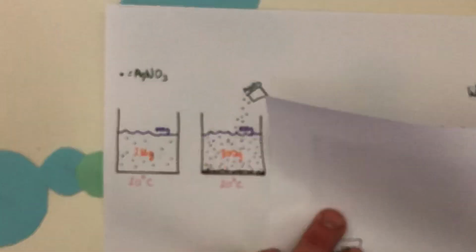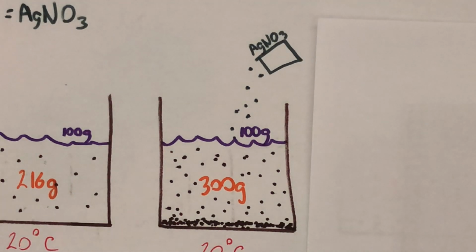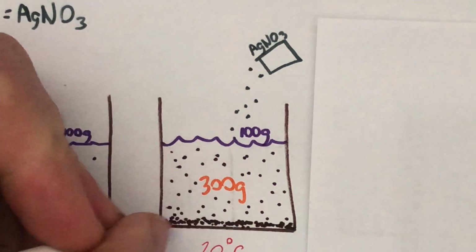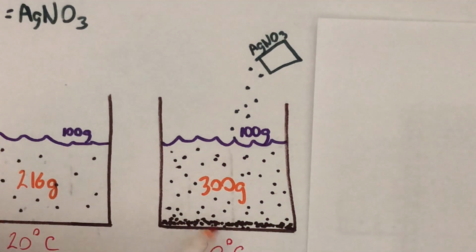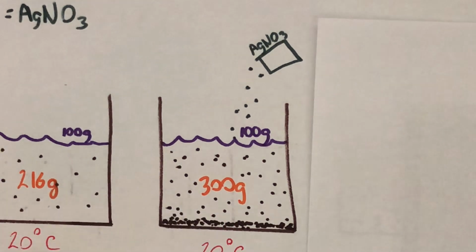So that means about 84 grams are just going to fall to the bottom. All this down here is 84 grams of AgNO3 that won't dissolve. So 216 grams will stay dissolved.